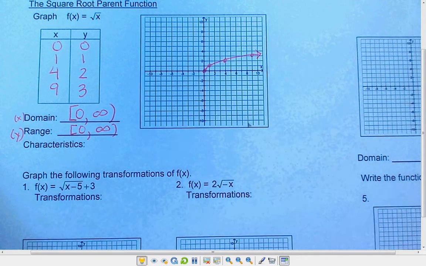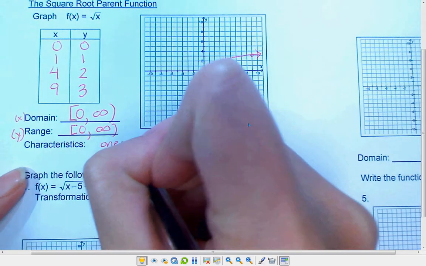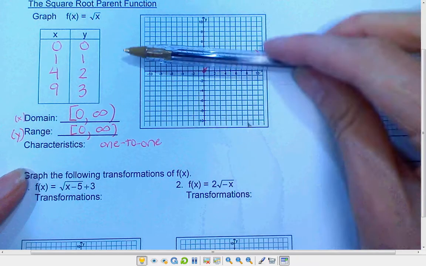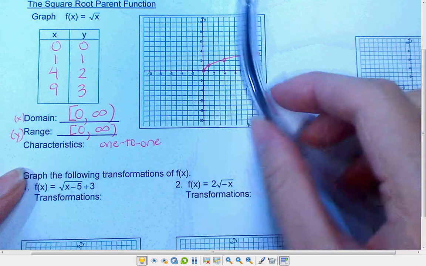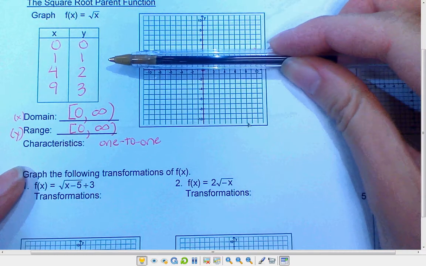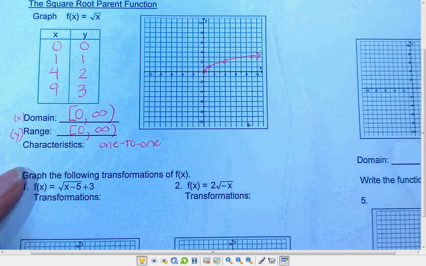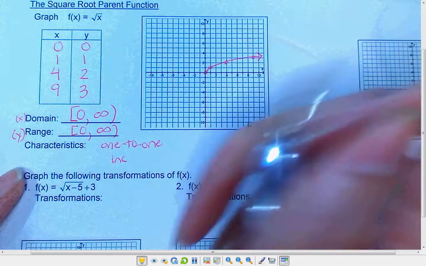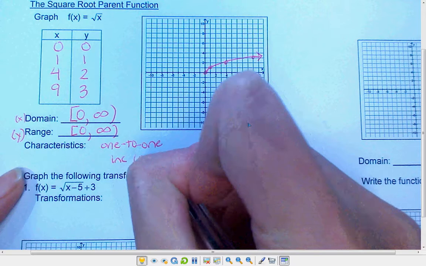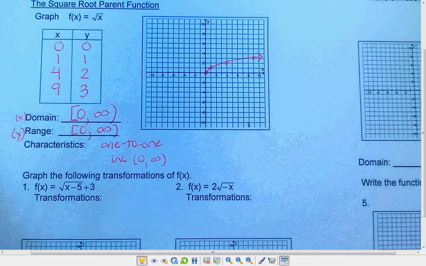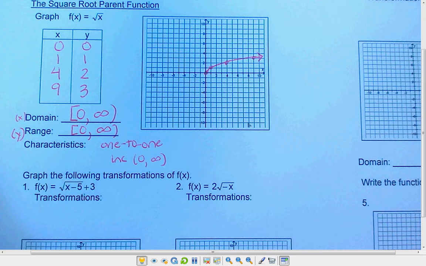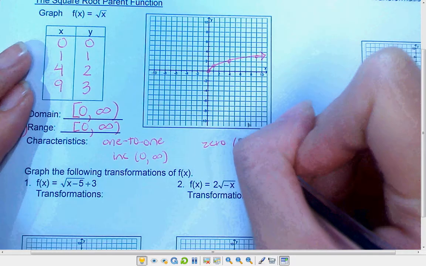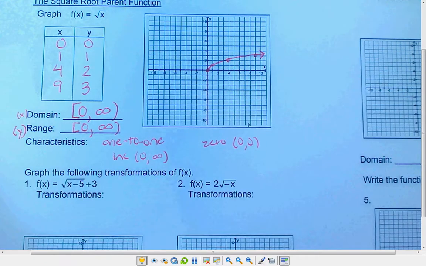Some characteristics of this function. It is one-to-one, which if you remember means it passes both the horizontal and the vertical line test. So either way, it's only going to touch the graph at one point if you draw any vertical or horizontal line. This function is increasing the entire time. So it's increasing from 0 to infinity, which is its entire domain. It's always increasing. It's never decreasing. And then the zero here is (0, 0), because that's where it crosses the x-axis.